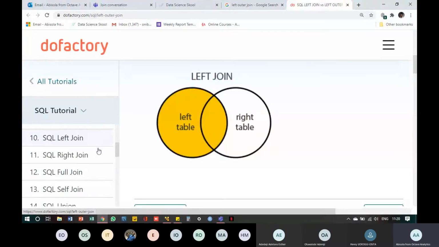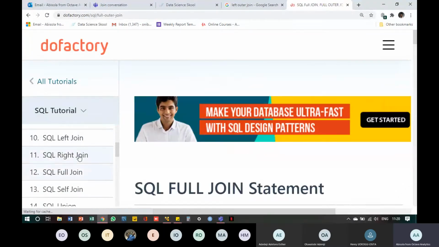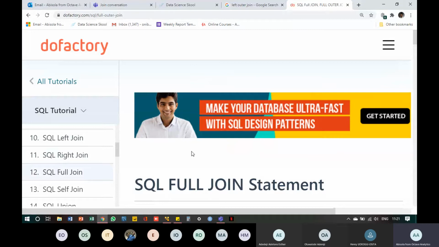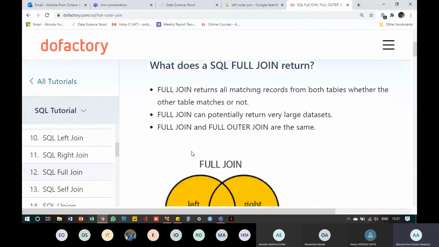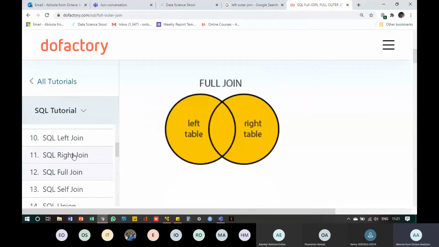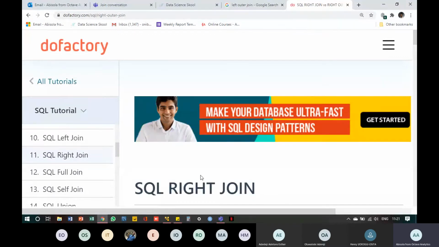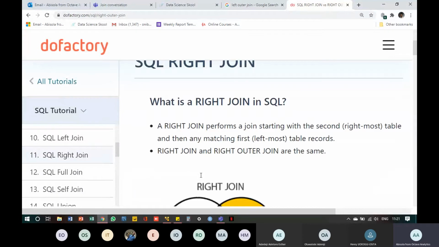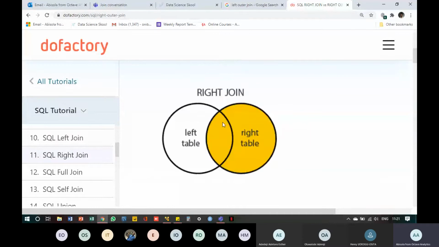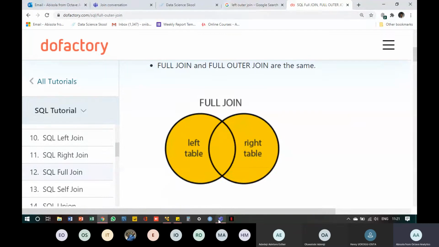So everything in the right table, with only those common to the left and right table. That is what right outer join is about. It's the same thing: right outer join, right join, same thing. Then we have the full join that joins everything in both tables together. So whether or not you are common, it joins them together. So that is about joining.